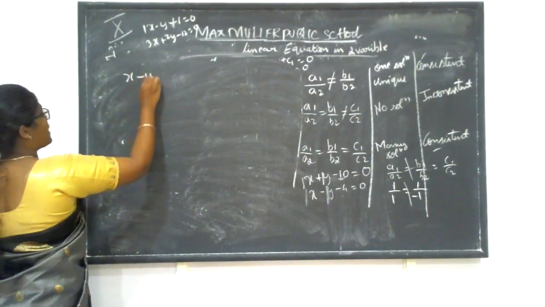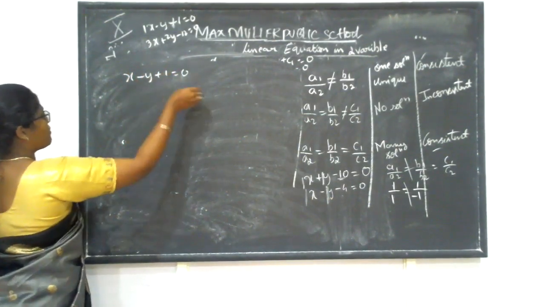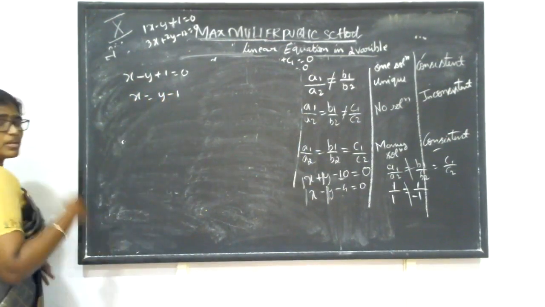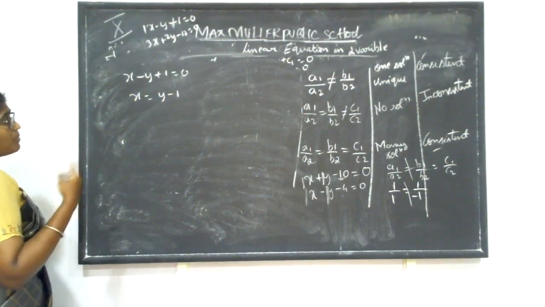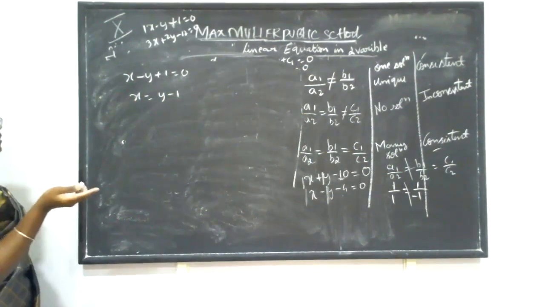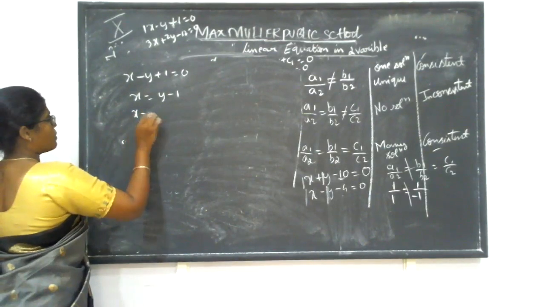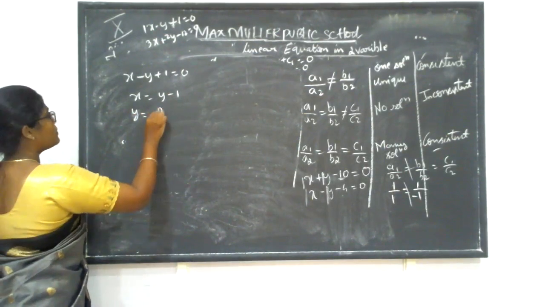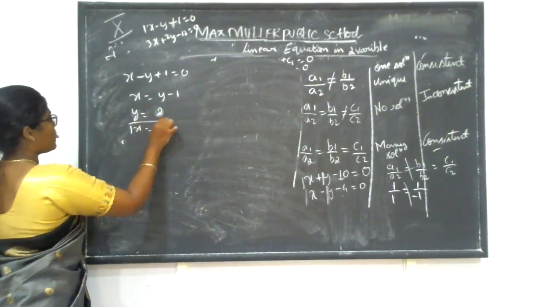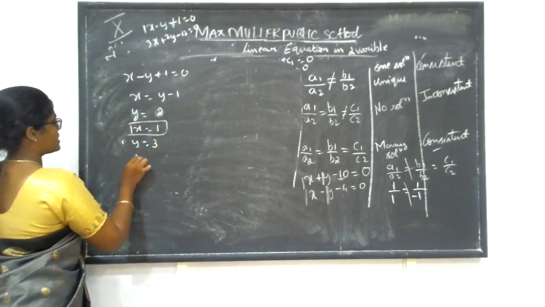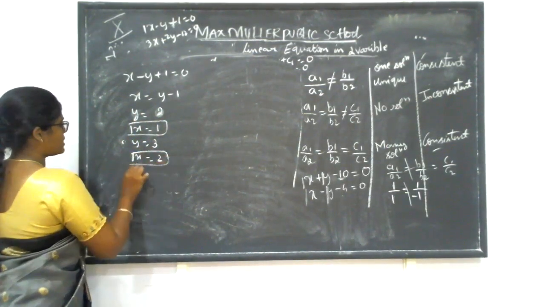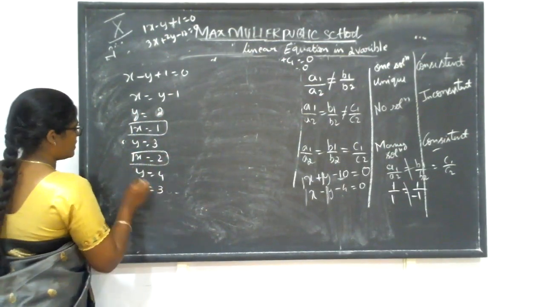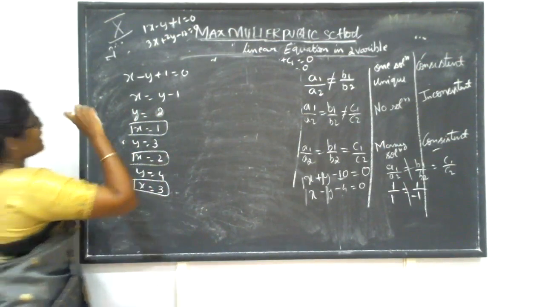Take x minus y plus 1 is equal to 0. If a term goes to the other side, the sign changes: x is equal to y minus 1. You are going to find out x for y is equal to 0. If y is equal to 2, then x is equal to 1. If y is equal to 3, then x is equal to 2. Then if y is equal to 4, then x is equal to what? 4 minus 1 will be 3.